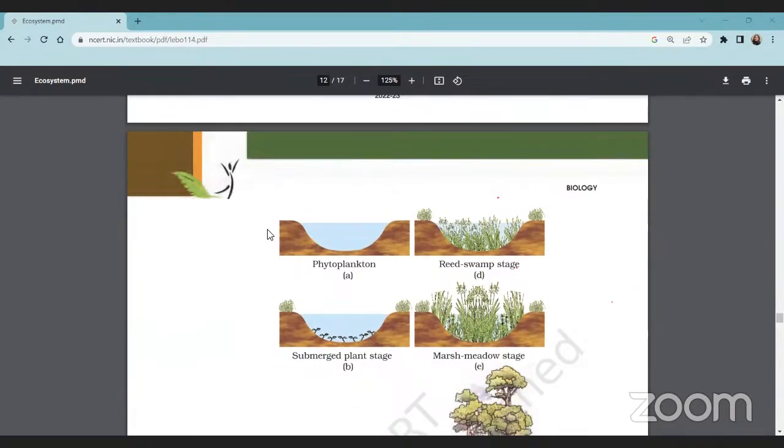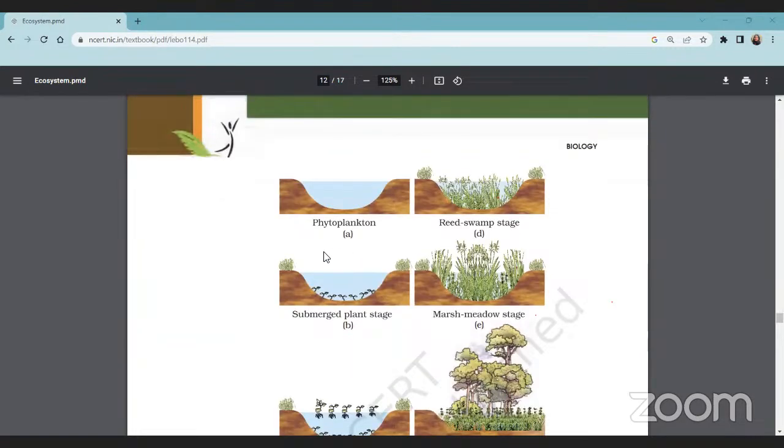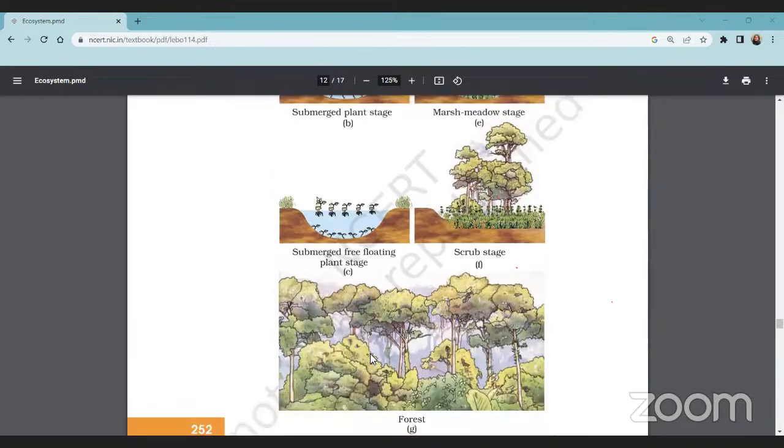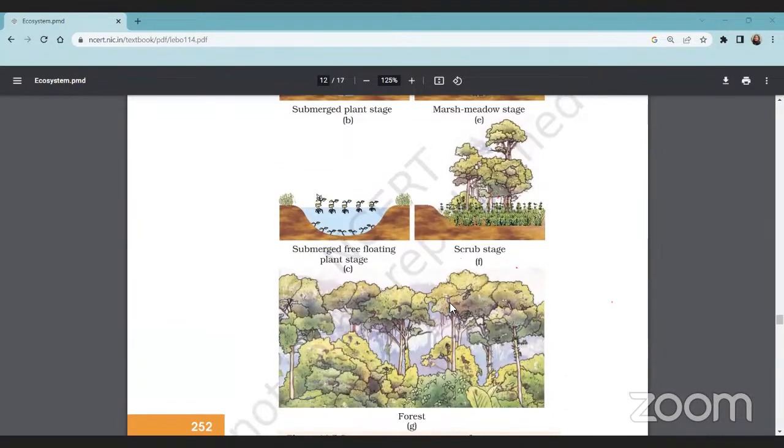If we look here, these are the phytoplanktons. And next, the reed swamp stage. First, the phytoplanktons are there. Next, they change into the submerged plant stage, meaning some water plants grow in that area. And next, they develop into the submerged free floating plant stage. Here they are floating on the surface.